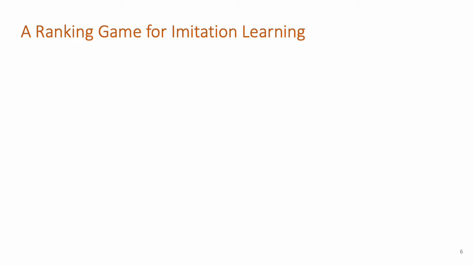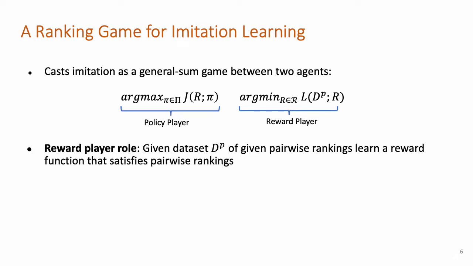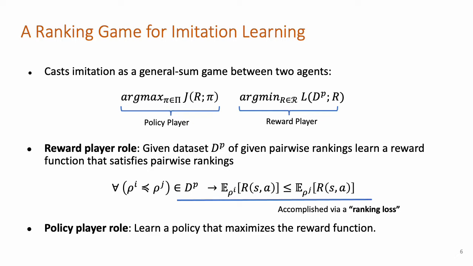We cast imitation as a general-sum game between two players, the policy player and the reward player. The reward player takes in a dataset of pairwise rankings between behaviors and learns a reward function that satisfies those pairwise rankings. A behavior is specified by a state-action or a state-only visitation distribution. The policy player learns to maximize the reward function.